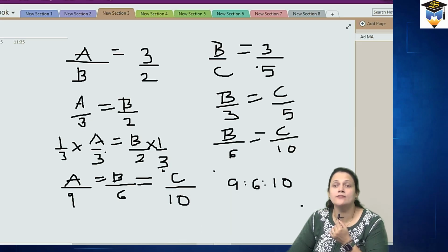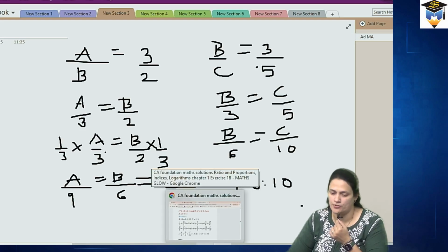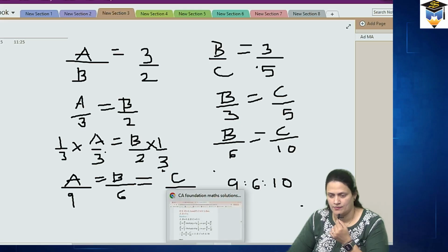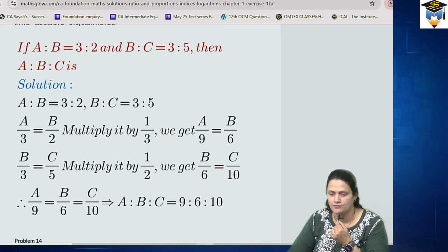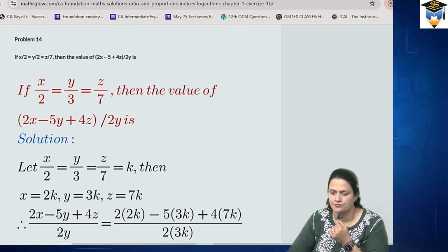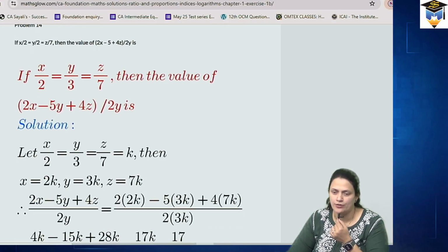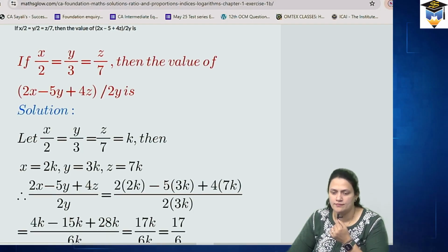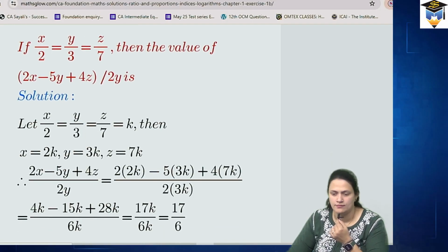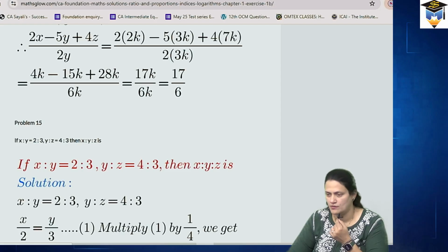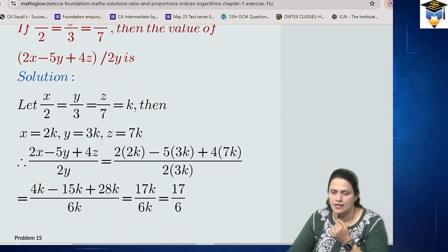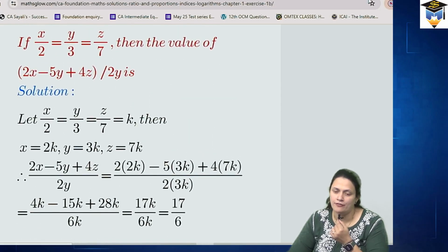So option A is the correct option. Now the next one, 14th one. By the method of substitution, they have found out the values. See, now what have they done here? They have taken all the ratio equal to k, which is a constant.